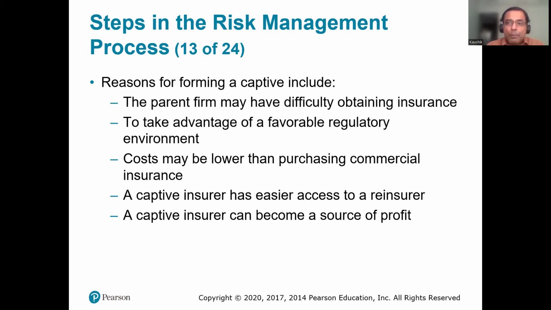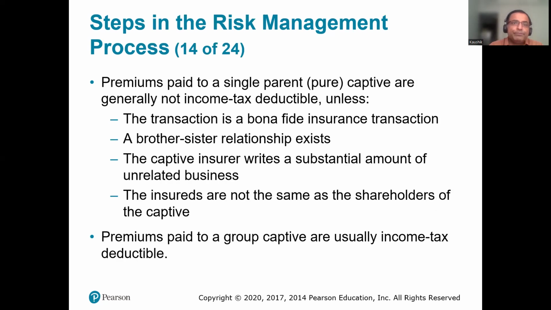So why do companies create a captive insurer? The insurance companies may not be ready to provide cover. So basically, the risk is uninsurable. Sometimes the regulatory environment is such that it makes sense to create captive insurers. The cost involved in purchasing insurance from a separate company may be higher. Sometimes the captive insurer may have easier access to a reinsurance company, or the captive insurer has the potential to become a separate business. So these are some of the conditions under which companies create captive insurance.